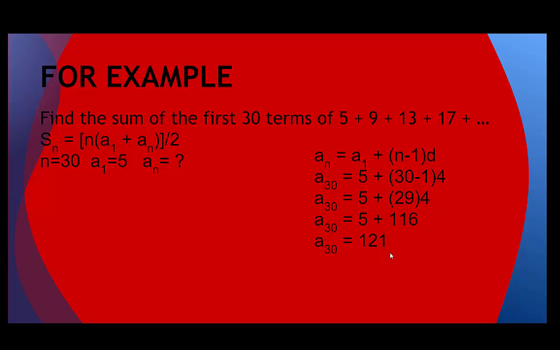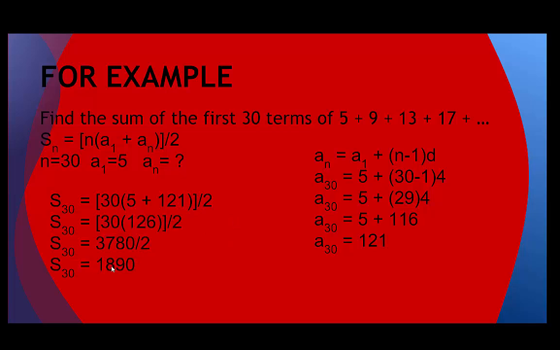Now that we have the last term, we can finally solve our problem. Substituting in all variables, we come to a sum of 1,890 for our answer.